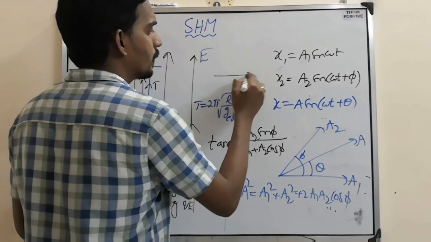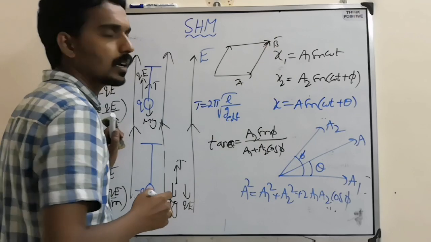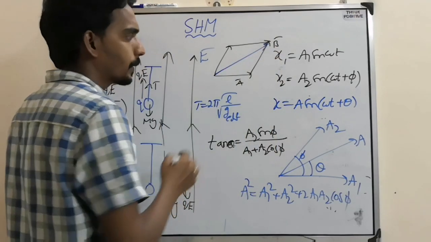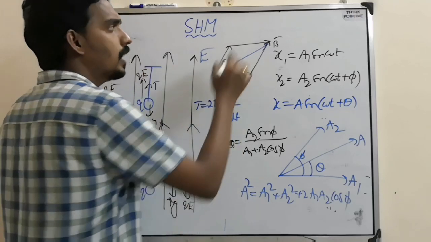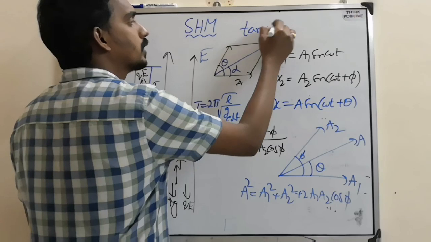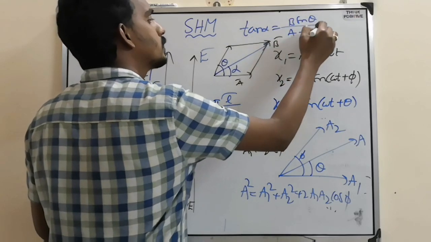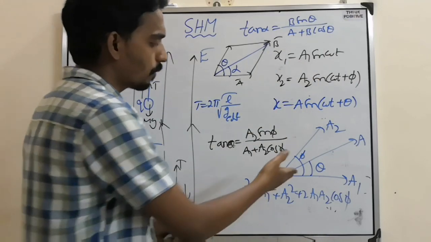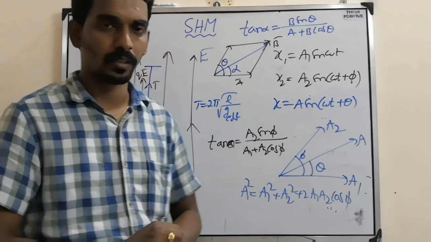If this is a bar and this is b bar, then we form one parallelogram. The diagonal between them will give the resultant. This is the angle between them. This is the angle made with alpha. Then what was the formula we learned there? b sin theta by a plus b cos theta. The same way I applied here, the same way you have to apply in question solving.